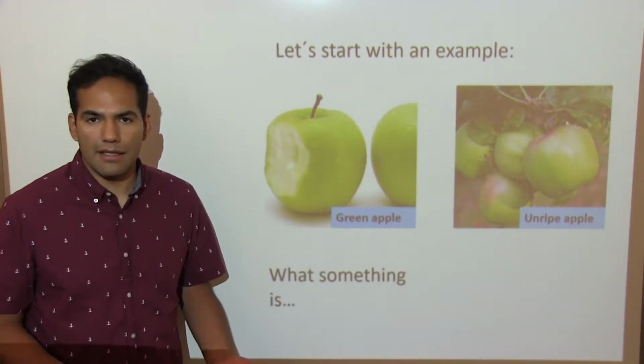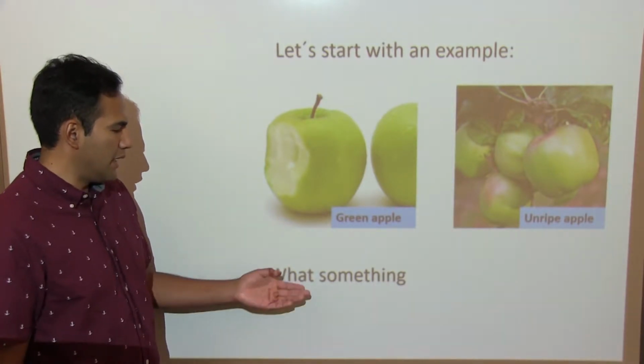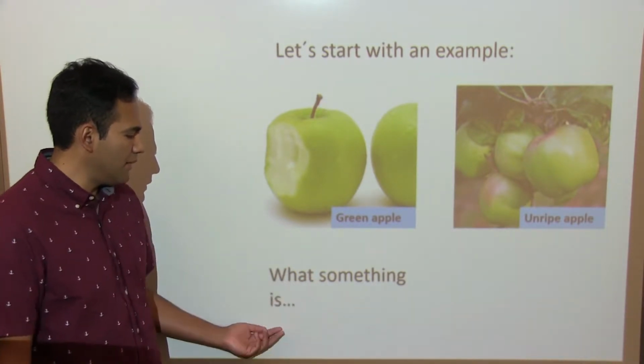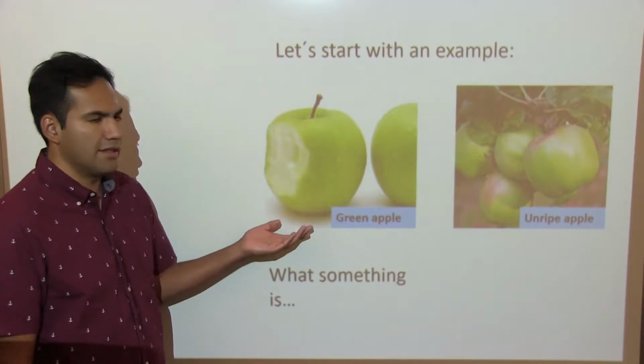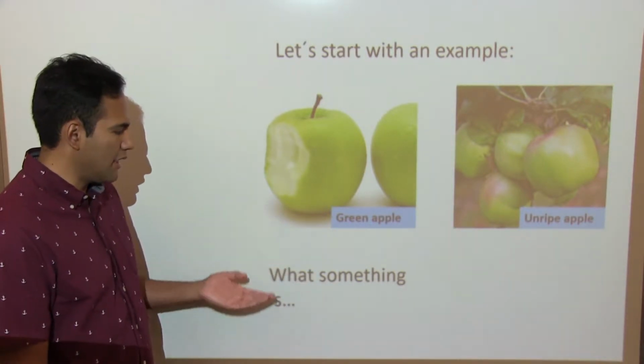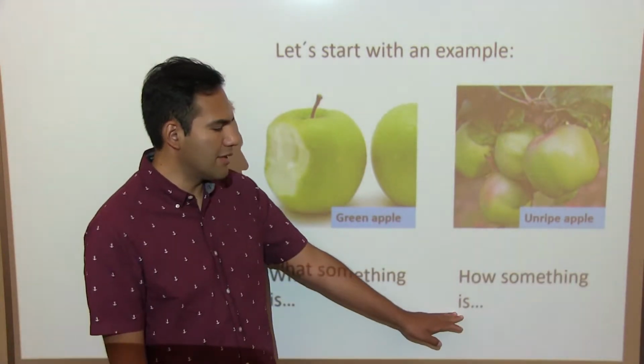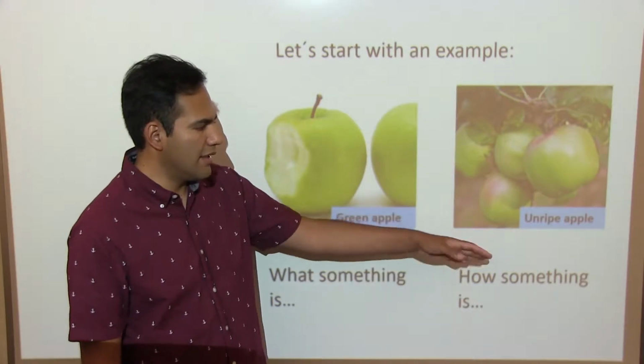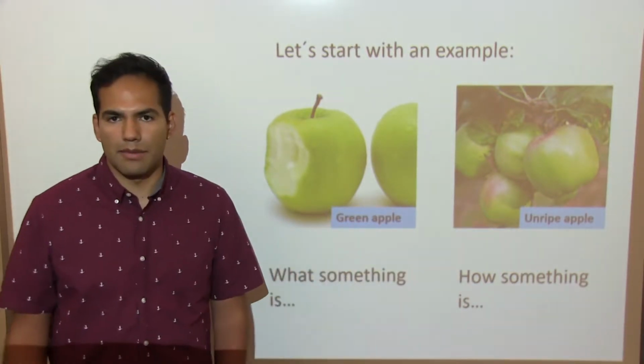And if we look at it in a different way, we use ser to describe what something is. In this case, this is a green apple. And we use estar to describe how something is. In this case, the apple is unripe.